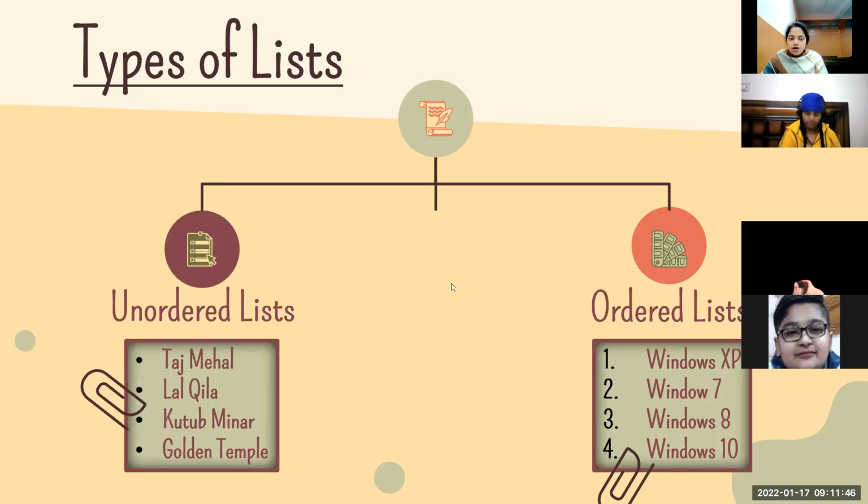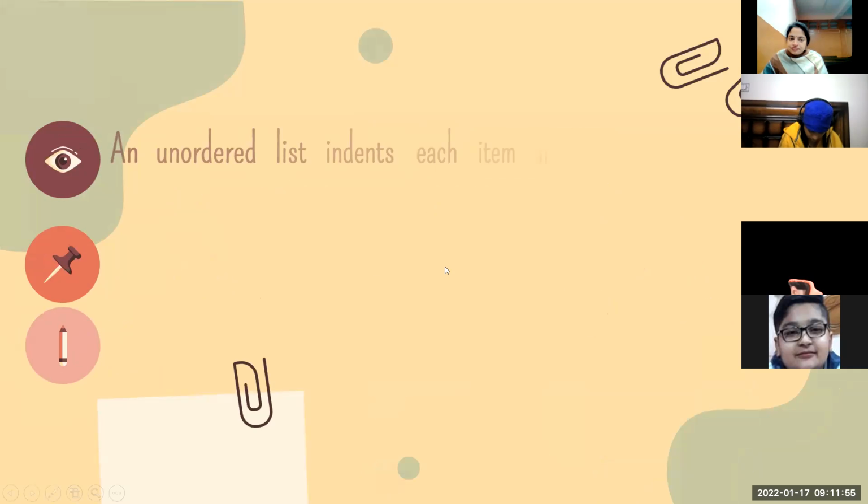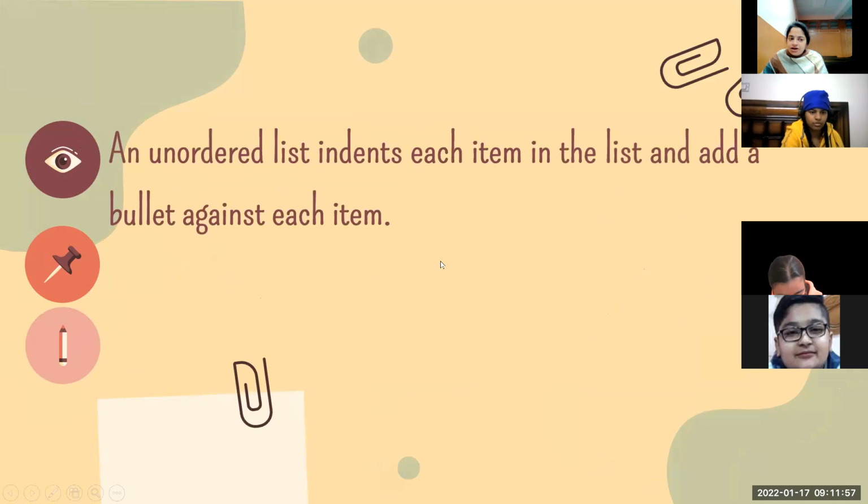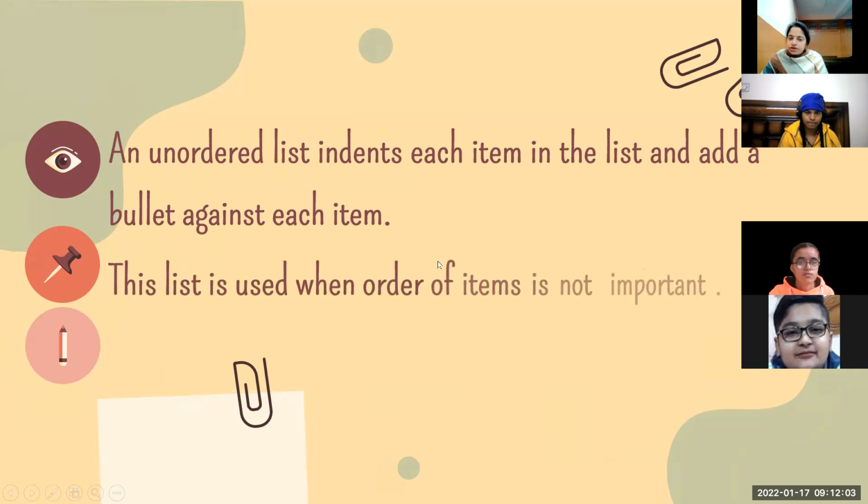Yes. Okay. Unordered lists are created by adding the bullets. Indent each item and add a bullet against each item. हर item के आगे एक bullet use होगी. And this type of list is used when the order of items is not important. We can write the items in any order. There is no particular order of the sentences.